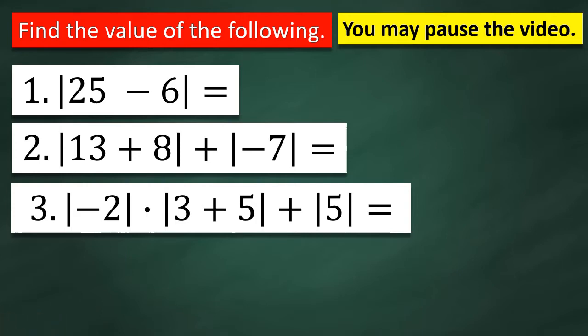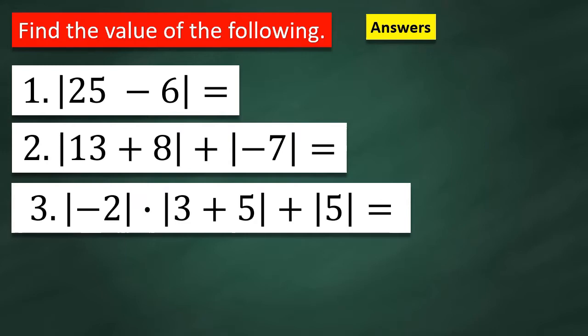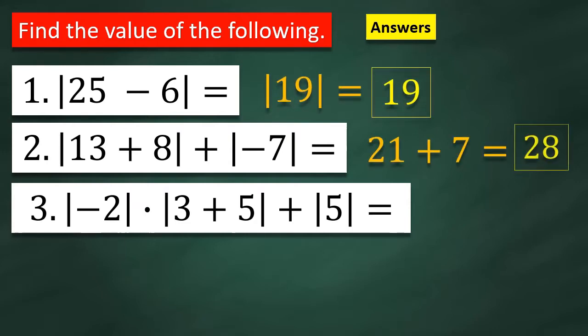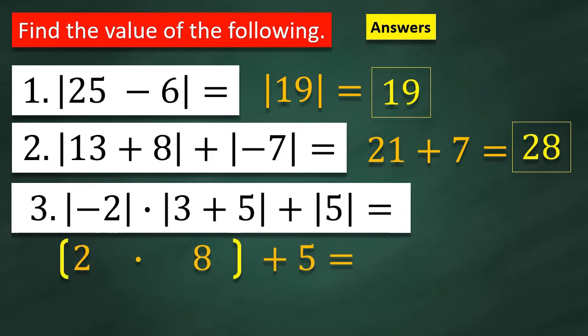Now, let us check your answers. Did you get the same results? Great job! You're doing good. Let us recall. Absolute value represents the distance of an integer from zero. Hence, the value of the integer will always be positive since it refers to distance.